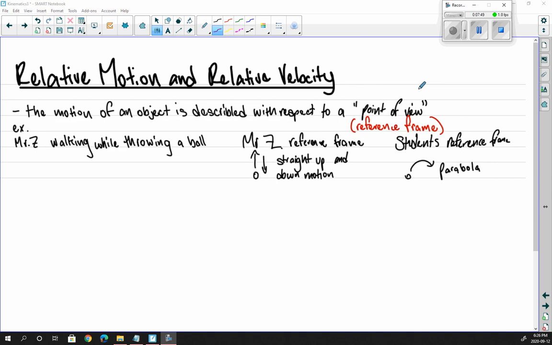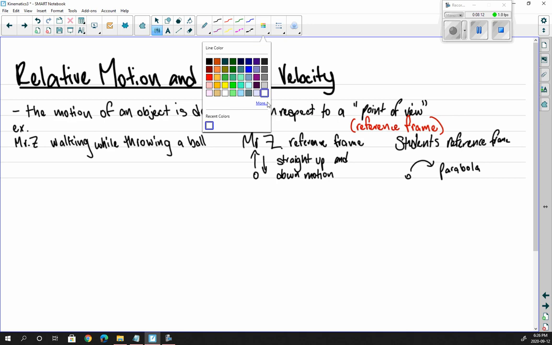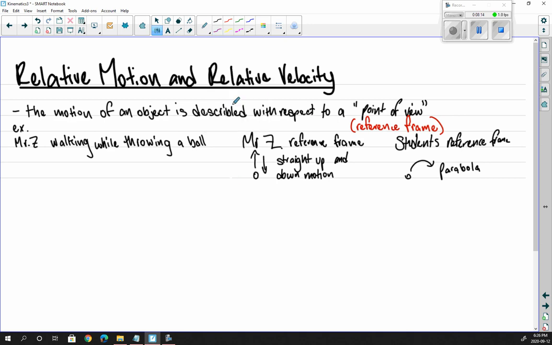Next, now the second part of section 1.3 is what we call relative motion, relative velocity. And it's based upon this principle right here. It's based upon the principle that the motion of an object is described, and that's spelled wrong, ignore that, let me fix that. There, gone. It's described with respect to a point of view, or what a physicist, a scientist would call a reference frame.